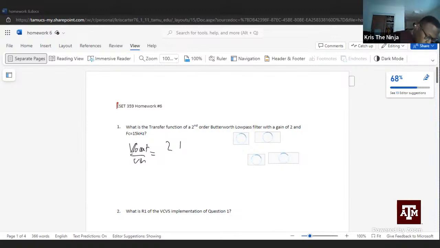94,247.7. That's divided by S squared plus the A of a second order Butterworth filter, which, because I've done this like 1,000 times, is 1.414214. That's multiplied by the cutoff omega, 94,247, times S, plus 1 times 94,247 squared.